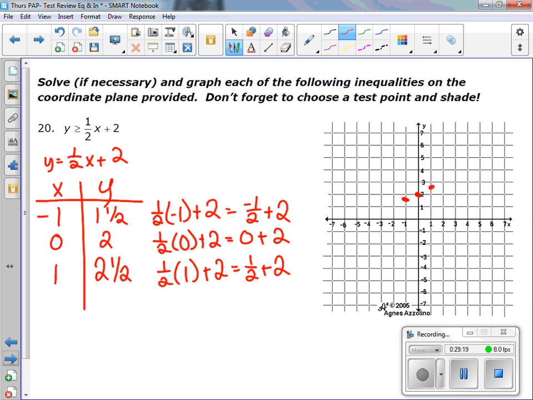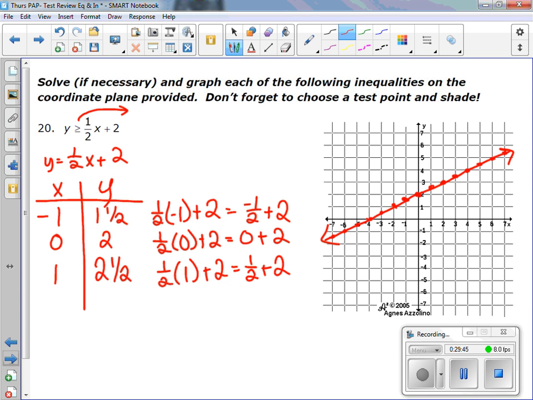So what's happening is every time it goes up 1/2, it's going over 1. So I'm going to continue that pattern of going up 1/2 over 1 all the way to the edge of the graph. And if you use a straight edge, this actually helps you with your estimating as well. Now, much like what we were doing before, because this is greater than or equal to, it means we can have a solid line. That's kind of like when we did the filled-in circle versus the open circle.